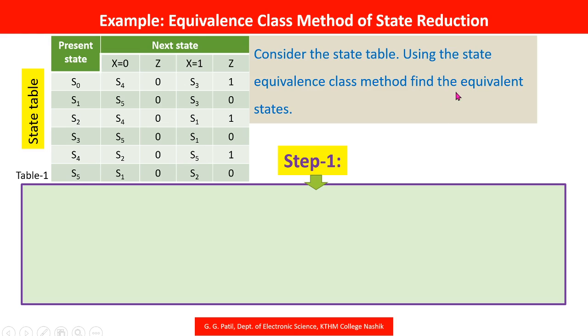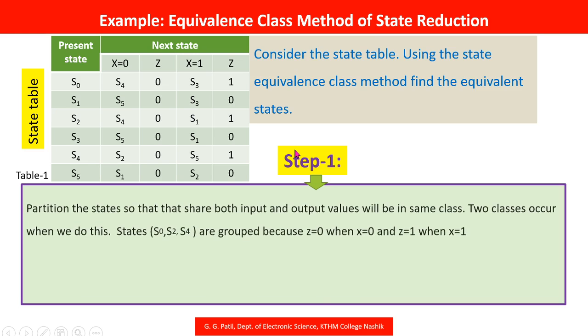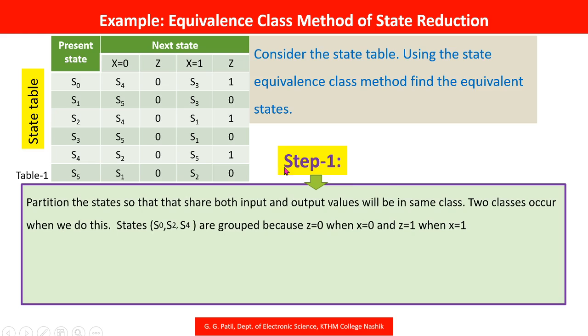Consider this state table. Using the state equivalence class method, find the equivalent states. This is the problem at hand, and we have to find the equivalent states in this state table. So first, step 1 is given here, that we have already described. Partition the states so that both input and output values will be in the same class. Two classes occur when we do this.